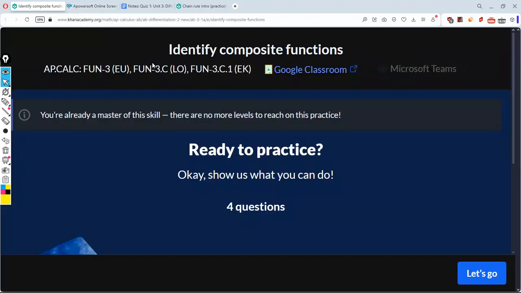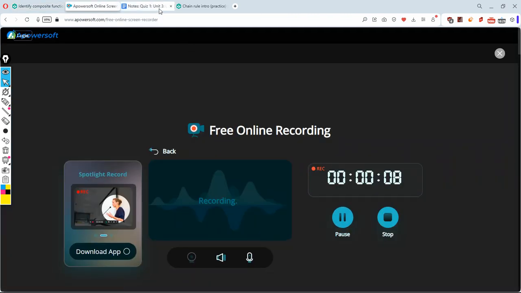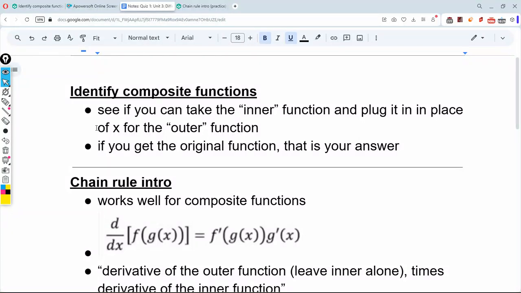This will be for the Khan Academy exercise. Identify composite functions. All right, so it's a pretty simple exercise. You want to see if you can take the inner function and plug it in place of x for the outer function. And if you get the original function, then that is your answer.